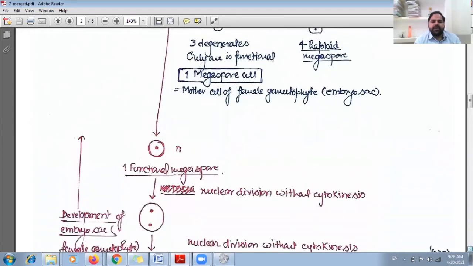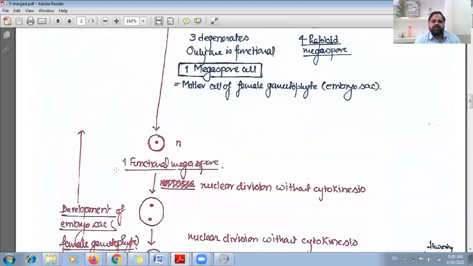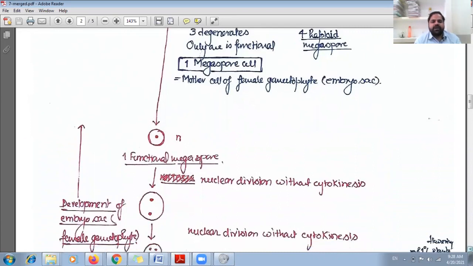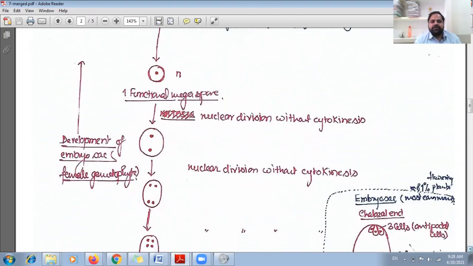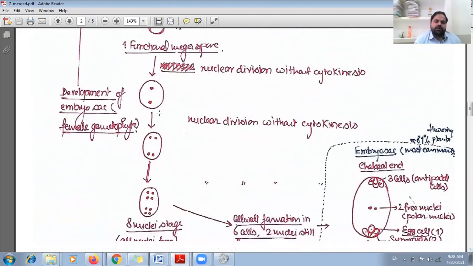Now, as I told, only one functional megaspore will be there, and what will happen here? Only nuclear division will happen. This is not the complete mitosis or meiosis, but it is one part of the stage of nuclear division of the mitosis. Here, cytokinesis will not take place. So nuclear division takes place, and inside the cell, two nuclei will be formed. Again, nuclear division takes place without cytokinesis.